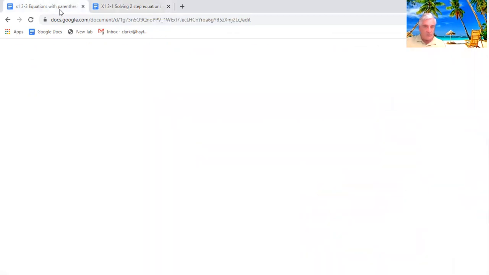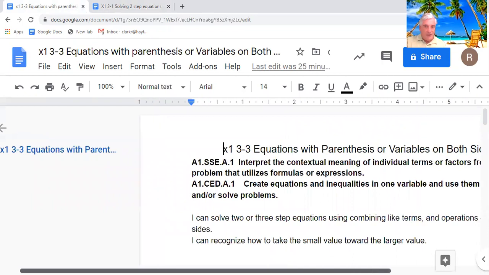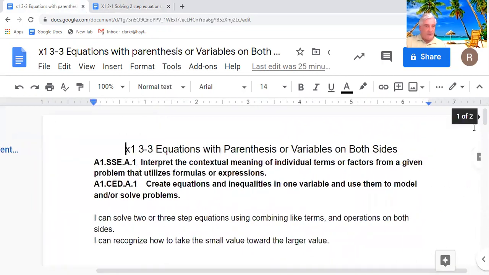Now, today, I've got equations with parentheses or variables on both sides. A1 SSE A1 is interpret the contextual meaning of individual terms and factors. Anybody know what any of that means? No. That stuff's up there for the State Department and the principal. Here it is in English. I can solve two-step and three-step equations using combining like terms and operations on both sides. I can recognize how to take the small value toward the larger value.